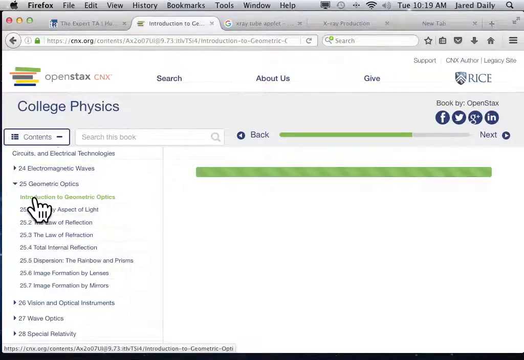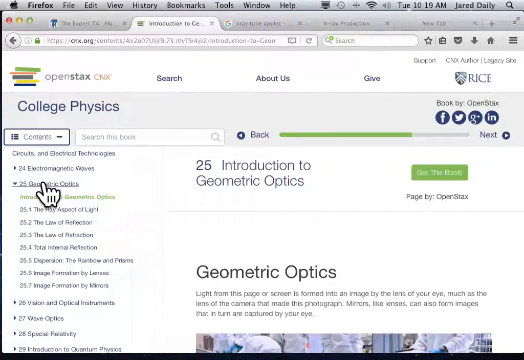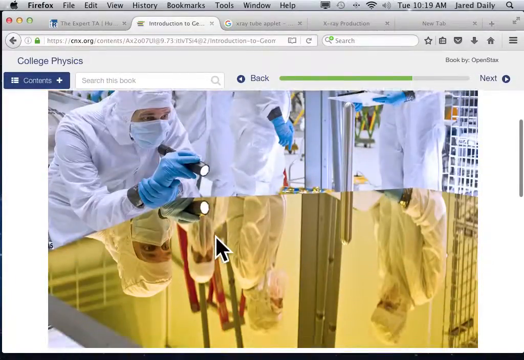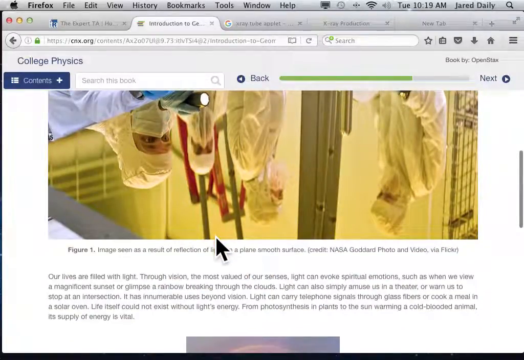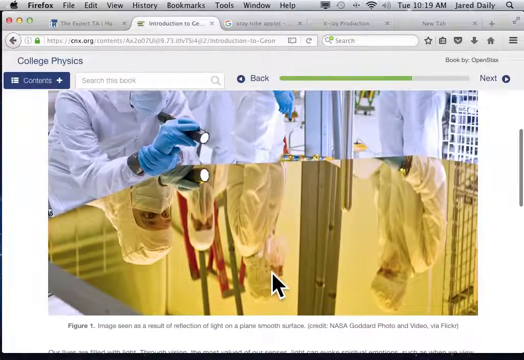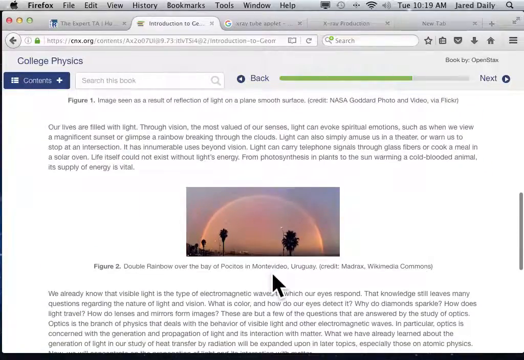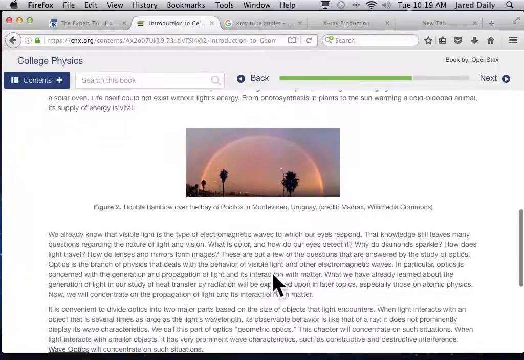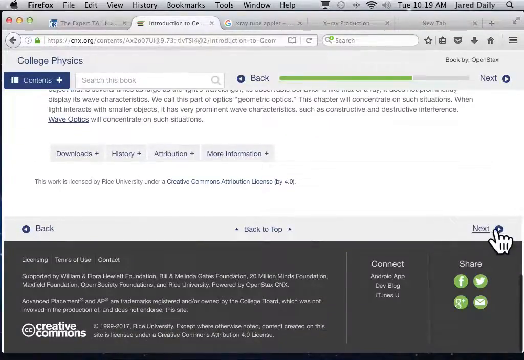So far we've been mostly talking about light mathematically, but now let's talk about it geometrically. What does it mean when light starts to bend through things? This is much more interesting than what we've been talking about today. It's a great mirror from one of the space telescopes that they're putting in space. I don't know which one. It's kind of cool looking. Nice little rainbow over Montevideo, Uruguay.